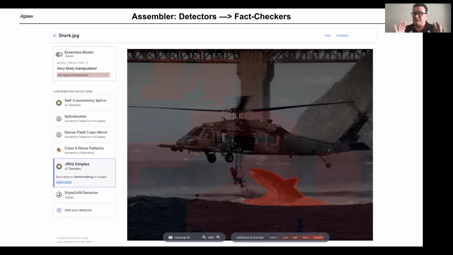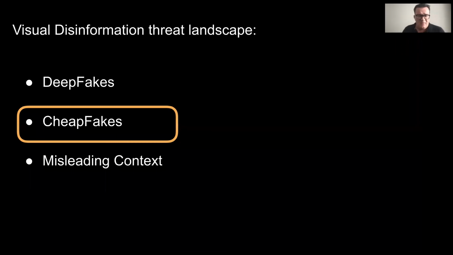But this is not a silver bullet. This works sometimes, and some other times it doesn't work. So this is just one out of many tools that can be used by fact checkers and journalists to look if certain media is fake or real. Now, cheapfakes, as I said, happen much more often than deepfakes currently, but we have to take deepfakes very seriously.